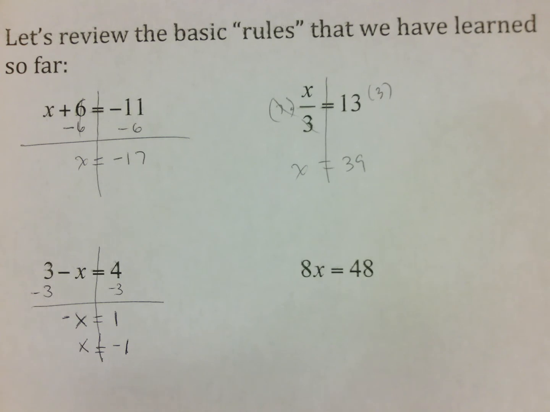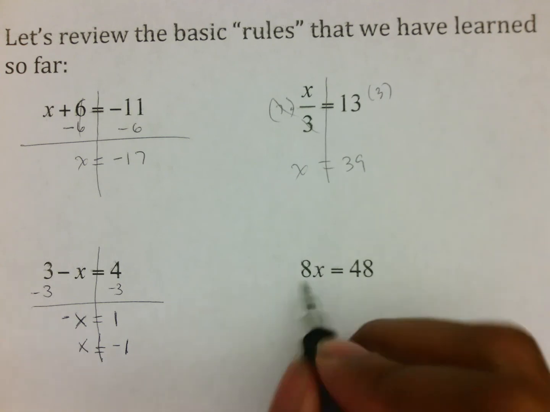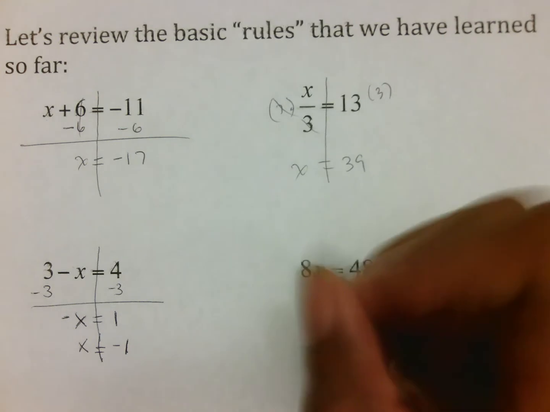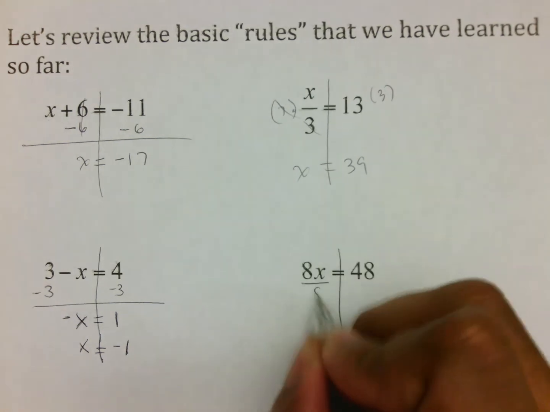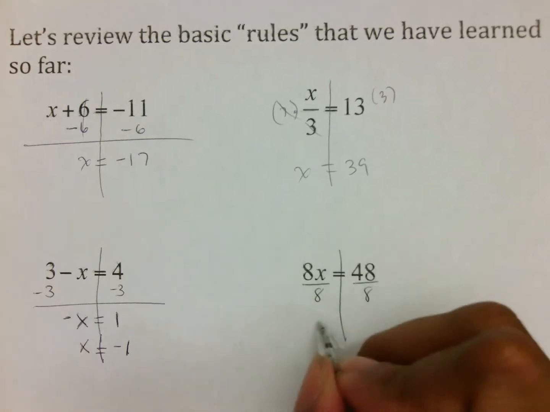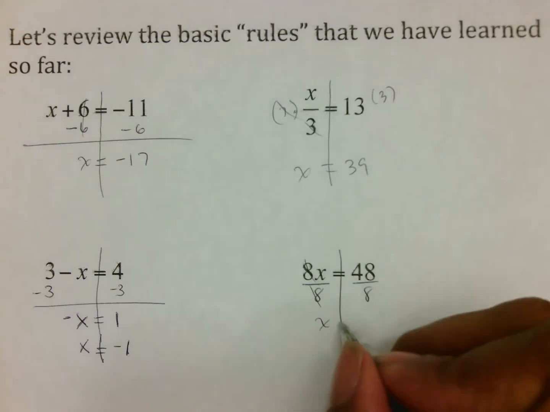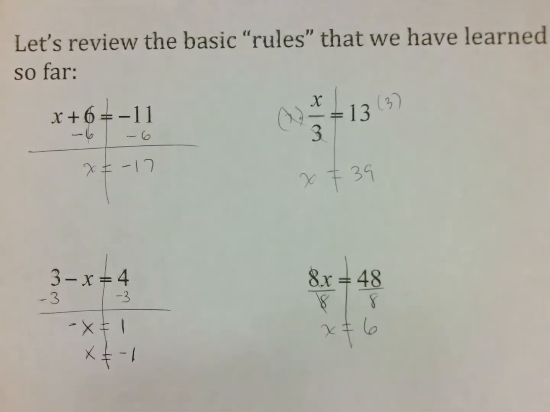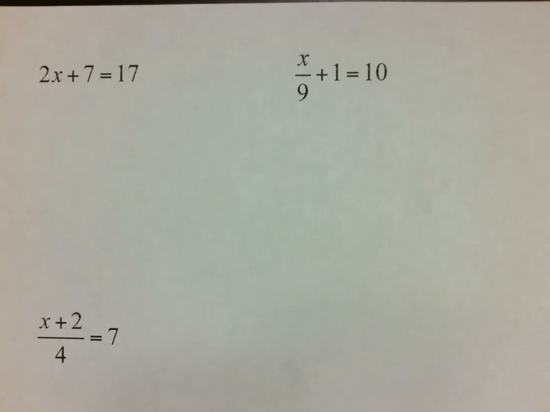And then the last basic one that we saw was if a number is directly attached to x indicating multiplication, that we get rid of it by dividing. And so you end up with x coming down because the 8's cancel out, and the answer would be 6.